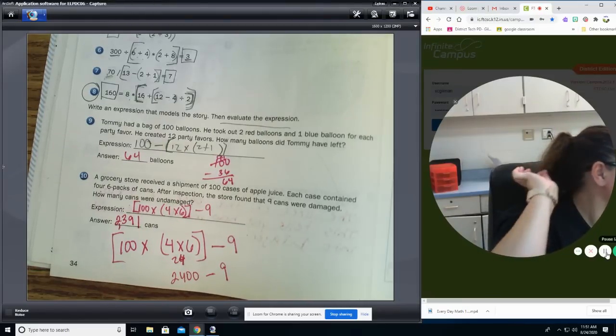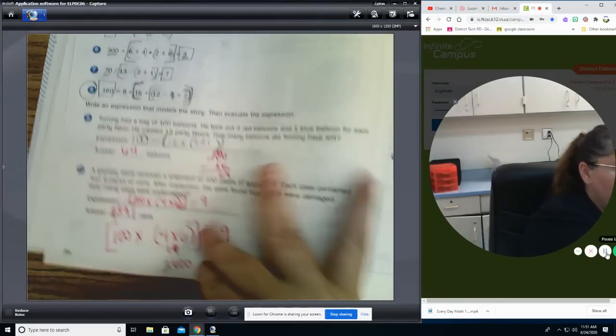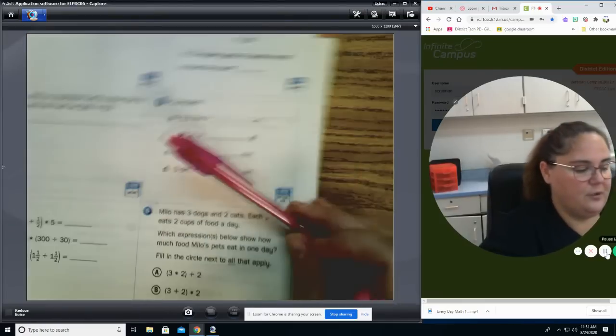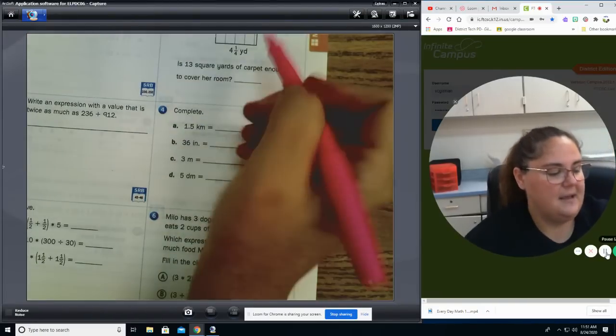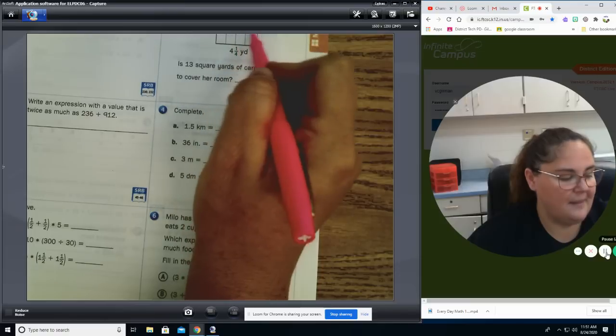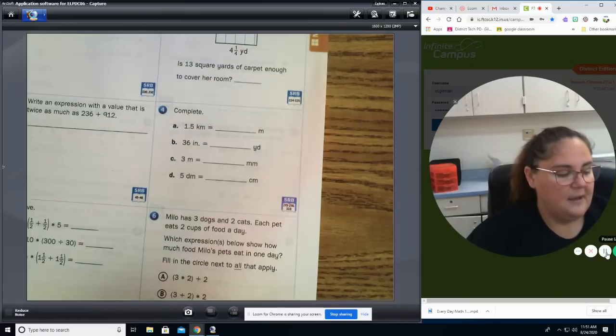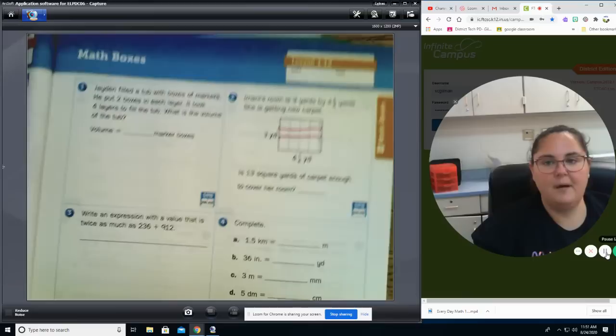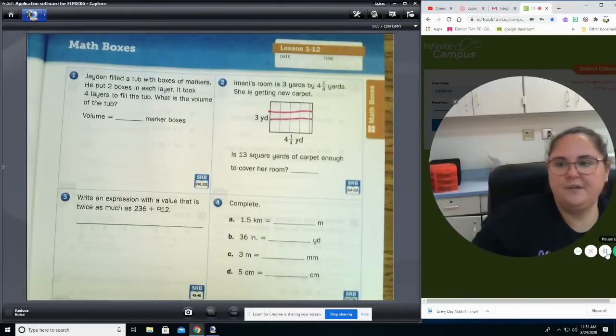All right. Your job is to now do math boxes 112. I'm going to go through it and look at them really quickly with you. Again, this is an area problem, 4 1/4. I'm going to go ahead and draw my lines to make it 3, and then I can go from there for that problem. Looking at number 1, Jaden filled a tub with boxes of markers. He put 2 boxes in each layer. It took 4 layers to fill the tub.